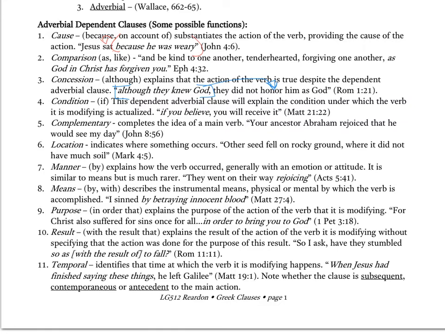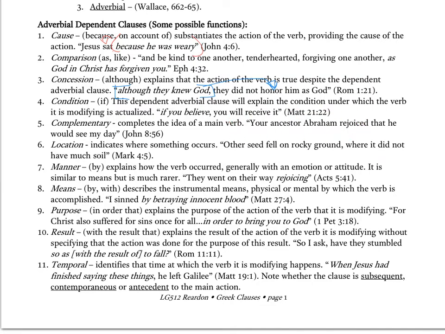Complementary clauses complete the idea of main verbs. We saw this specifically with infinitives. We saw how this was a big deal with infinitives. Your ancestor Abraham rejoiced, right? So that's fine. That is a sentence in its own right.